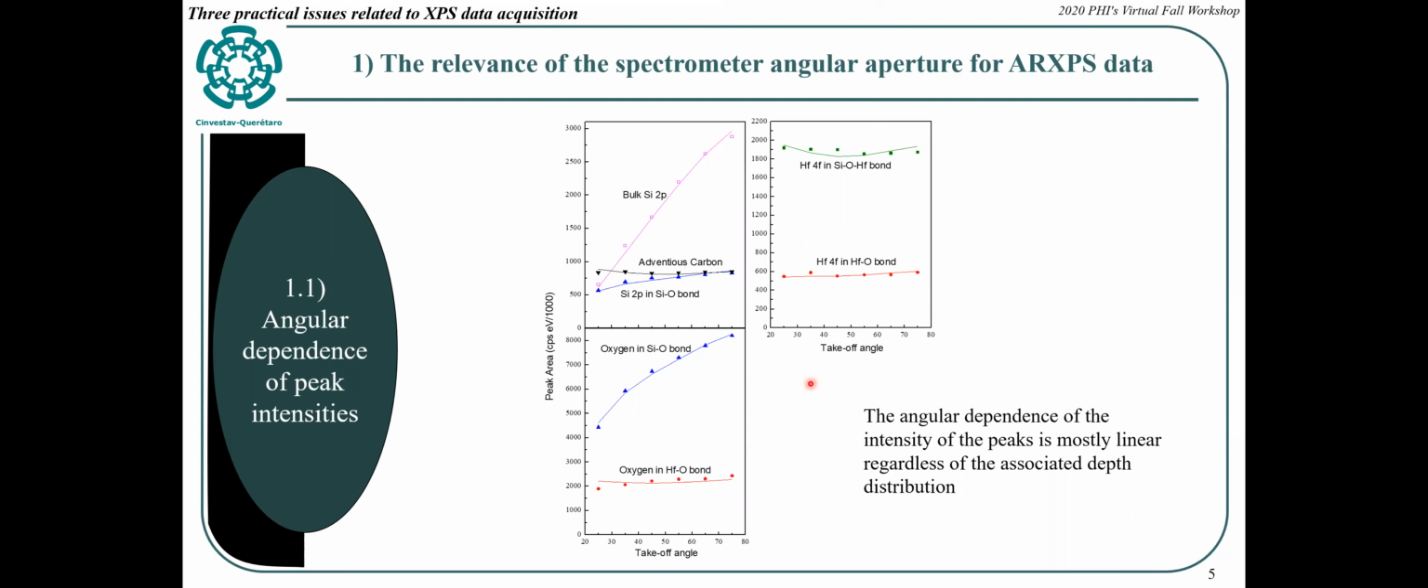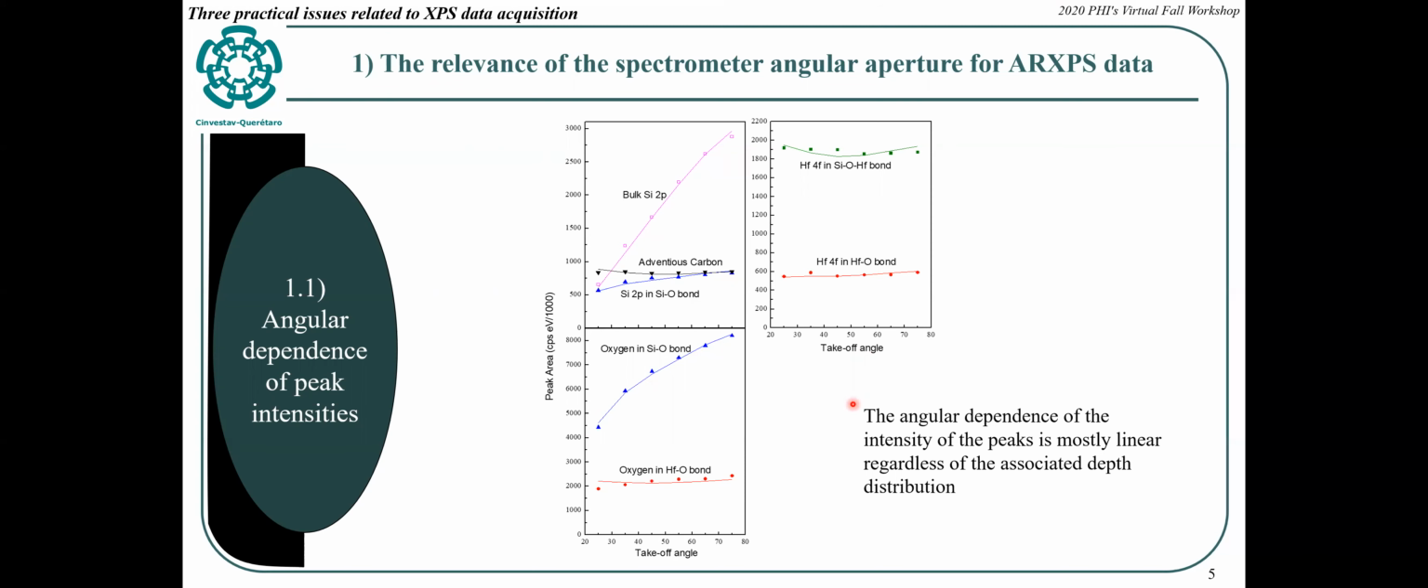So what I'm going to point out here is that the experimental angular dependence of each one of the peaks is mostly linear, regardless of the depth profile. It's a bulk peak, and it's a surface peak, but never, in any case, is the dependence close to linear. The lines here are the modeling of the data under certain parameters that I will describe, how we model the data.